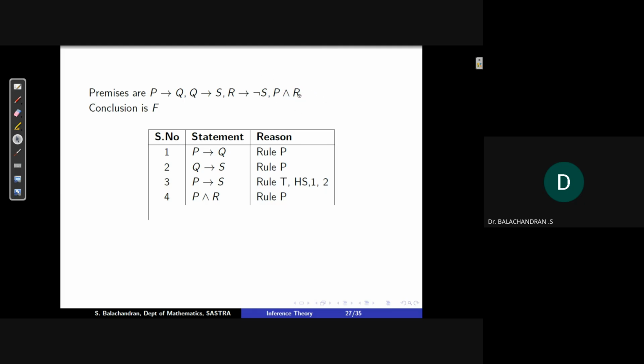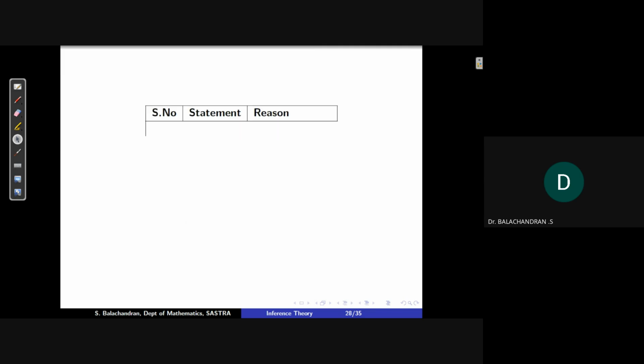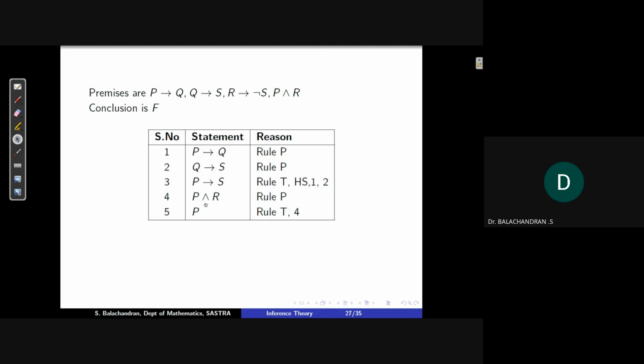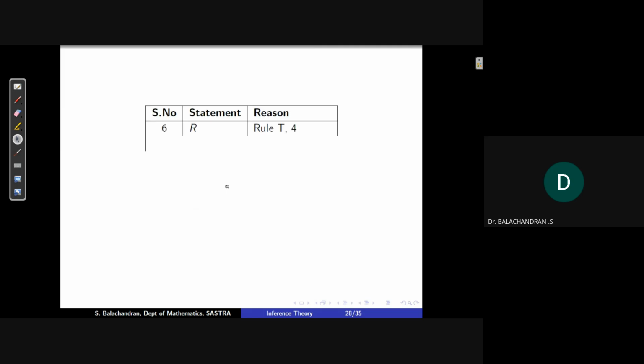Here we will use P and R. P and R you can write as P. Because I already told you that P and Q is equivalent to P comma Q. So P and R is equal to P. Next you should write R. Okay. Next S. How do we get S? From 3 and 5. 3 and 5, P, P implies S gives S.